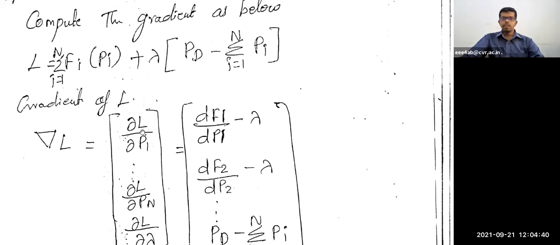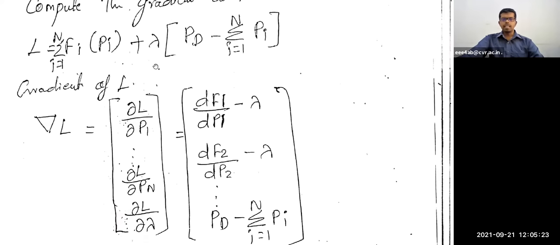Okay, so here if you see what is dou L divided by dou P1. If you differentiate with respect to P1, what comes first? It is dF1 divided by dP1. Here plus lambda, and this PD term becomes 0. So what we need to do is 0 minus 1. While differentiating with respect to P1, this term will become 1, so this term will become minus lambda. Similarly for all generating units. So finally it will be dF1 divided by dP1 minus lambda.